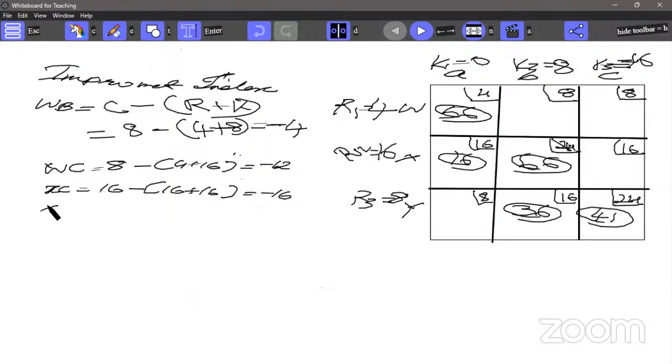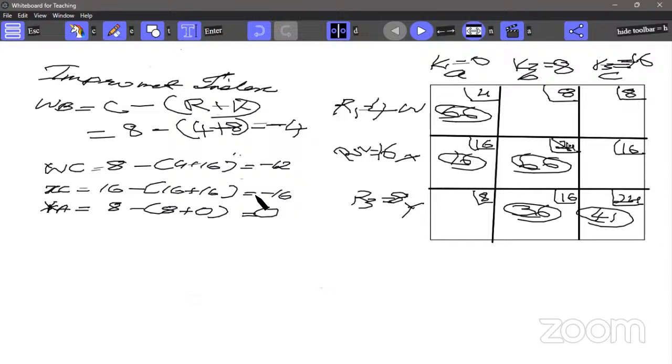Then next is YA. For YA, tell me the improvement index. 8 minus, bracket open, 8 plus 0. So 8 plus 0 is 8, how much is the improvement index? 0. Right.